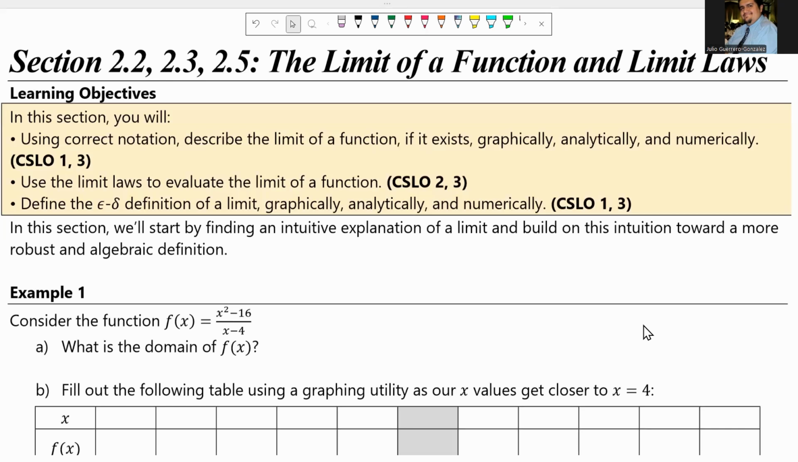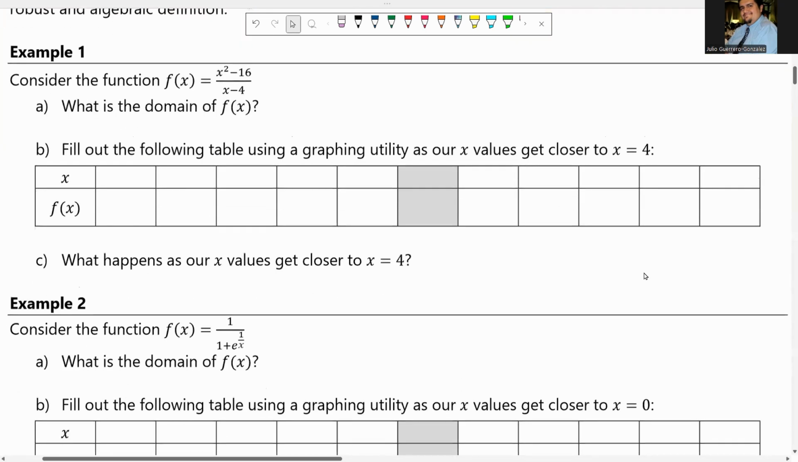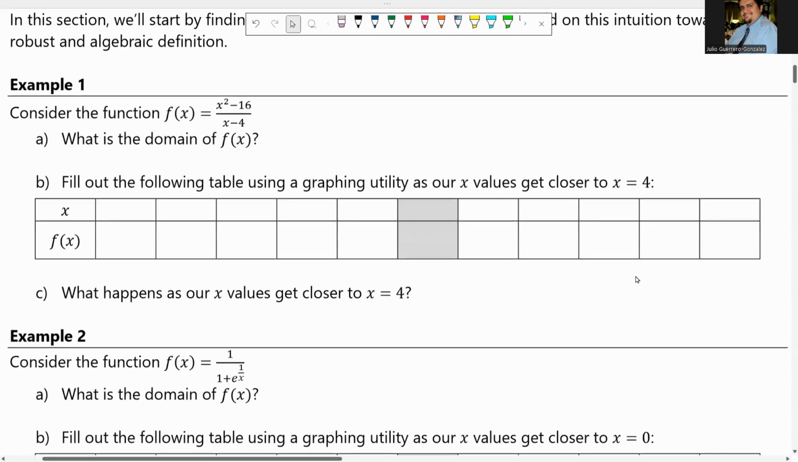So what we'll start to do first is an intuitive definition of a limit, and then we'll move into a more robust and rigorous definition of the limit itself. The best way for me to show what a limit is, is to consider this function right here. I'm going to be messing with this function in particular.